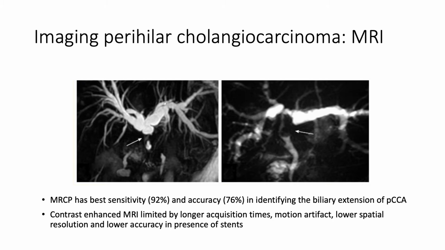Although MRI has better visualization of the biliary tree by MRCP showing cholangiography, and on its own, looking at the parenchyma and the tumour, it does not really offer any addition over CT. It is limited by longer acquisition times, motion artifact, lower spatial resolution, and especially in the presence of stents, you get image artifact, which prevents accurate characterization.